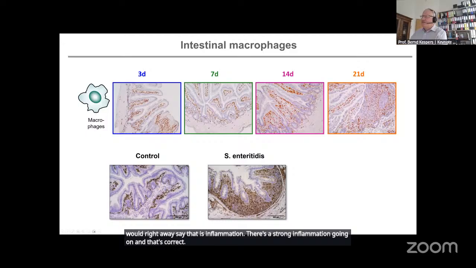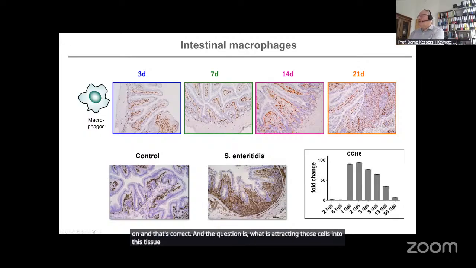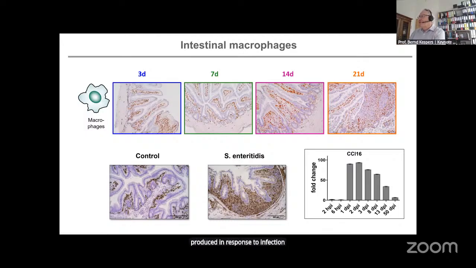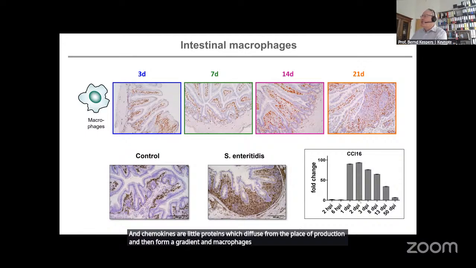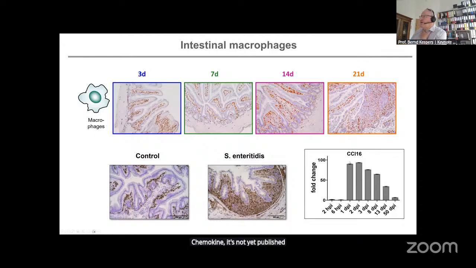And the question is, what is attracting those cells into this tissue? And there are a lot of chemoattractants produced in response to infection. They are collectively called chemokines, and chemokines are little proteins which diffuse from the place of production and then form a gradient, and macrophages will crawl along the gradient and then home into the tissue. And you can see here one example of a chemokine. It's not yet published. We are not entirely sure whether it's indeed CCL16, but we assume it is.